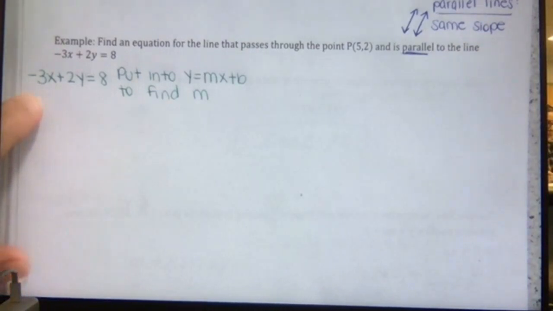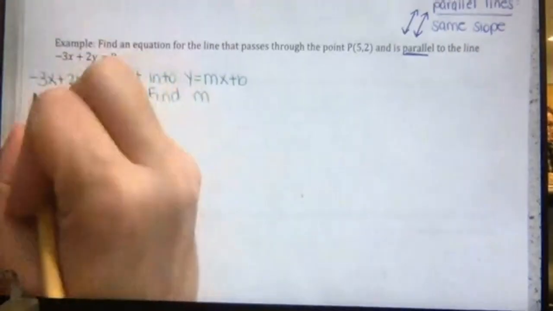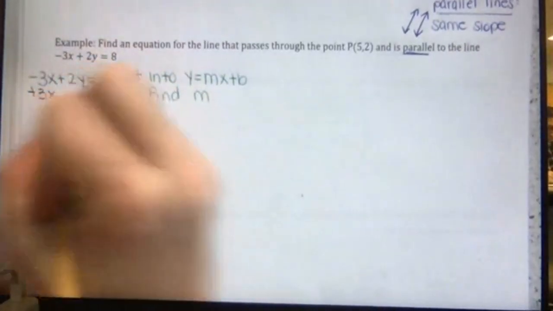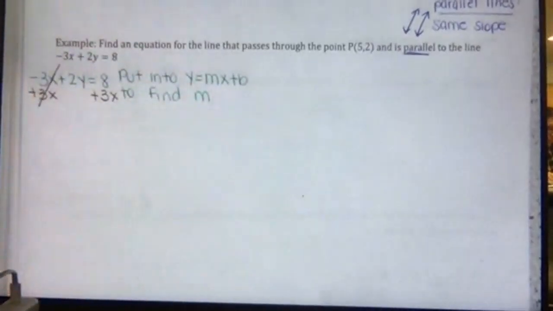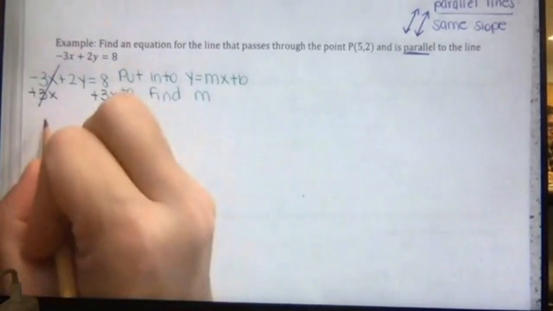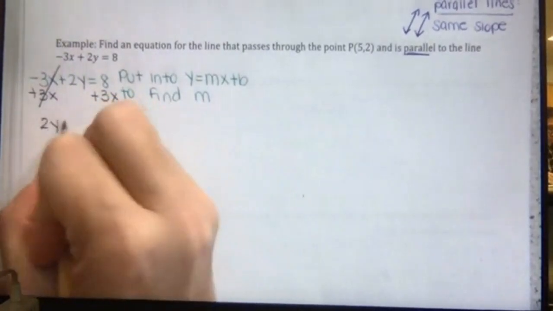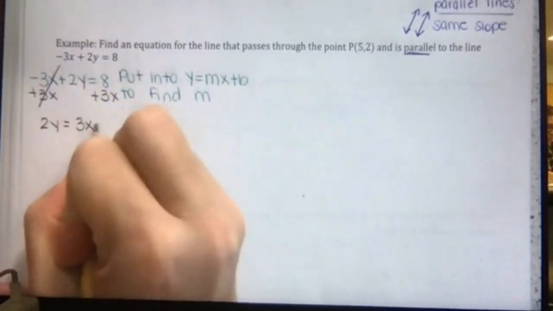So what should I do first to get y by itself? Add 3x. Move that negative 3x to the other side. So we're going to add 3x to both sides. That way negative 3x plus 3x cancels out. We're left over with 2y equals 3x plus 8.